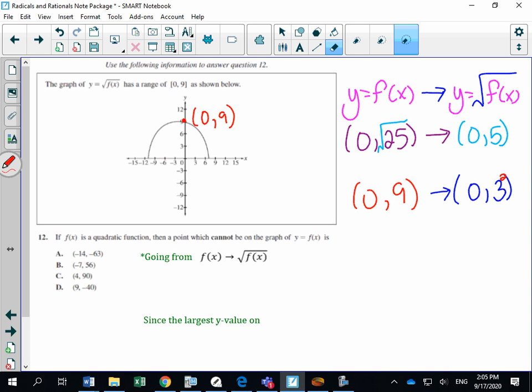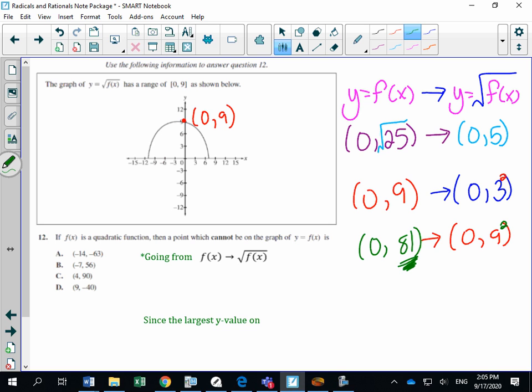What would that point have been on the original graph? So we have (0, 9). That point on the original graph, because this is the transformed graph, which is a radical, I hope you see that that point on the original graph would be (0, 81), as 9 squared is 81. Okay? So what that means is the highest point on my original graph has a y value of 81.